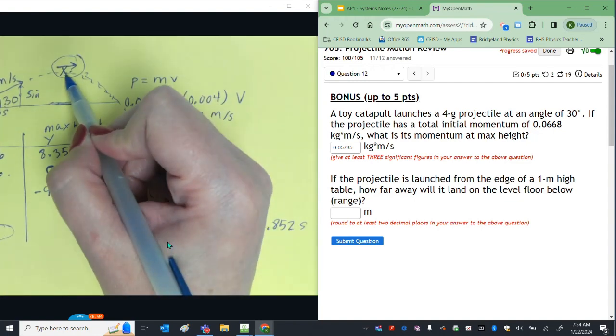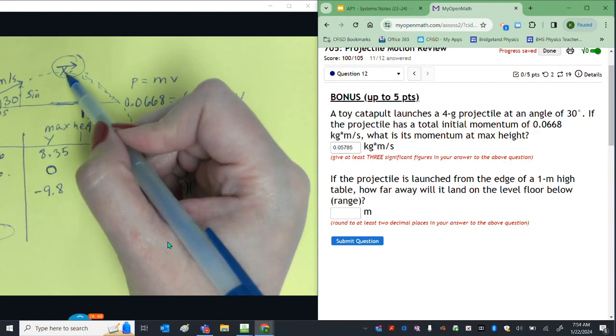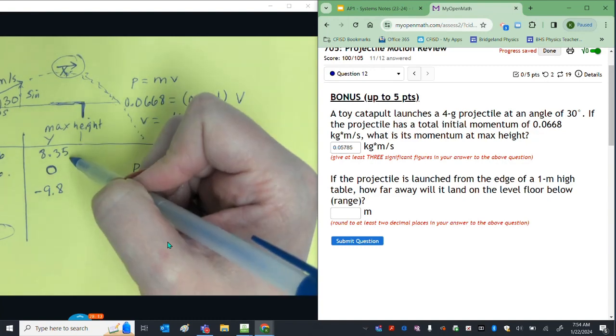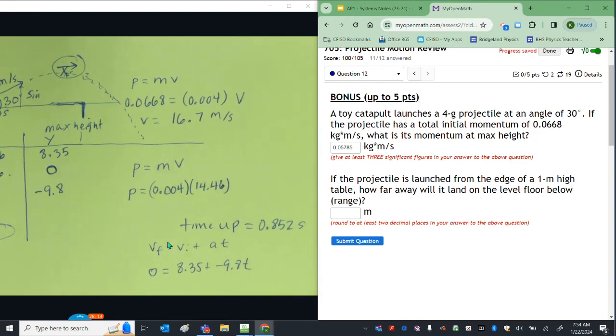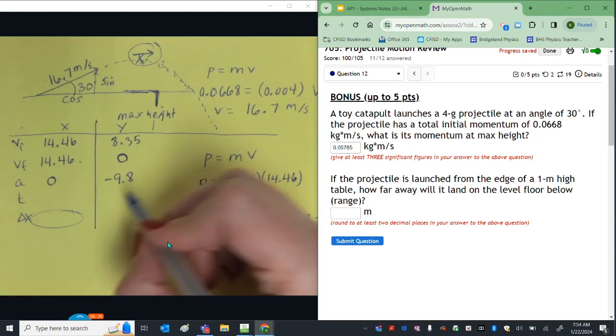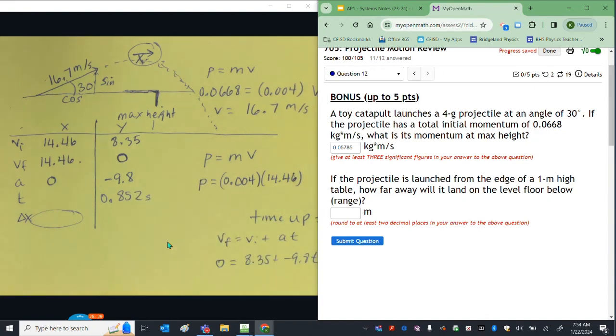I need to figure out how high this is so that I can figure out how high it's falling from. And that will give me the rest of the time that I need in order to figure out the total time in the air. And then from there, I can figure out the range that it would have. But let me go ahead and fill in my time up to my table right here, 0.852 seconds. So let me go ahead and find max height as well, because I need that.